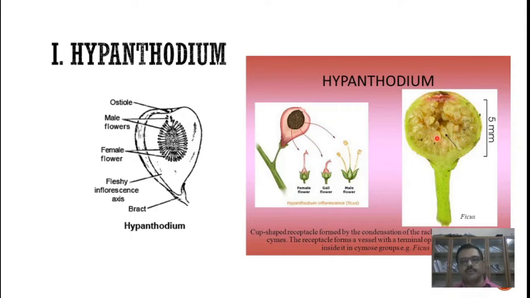So all the female flowers develop into fruits, and this is actually a compound fruit consisting of fruitlets.